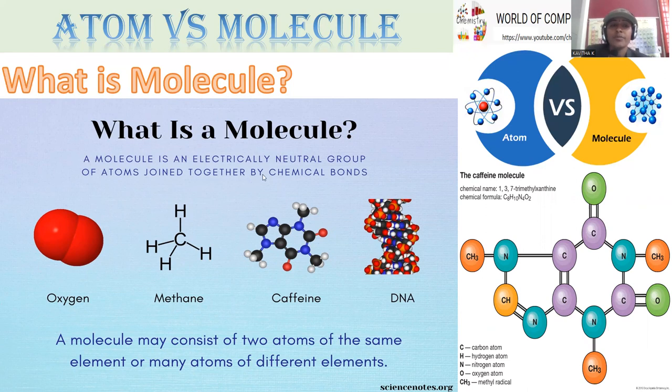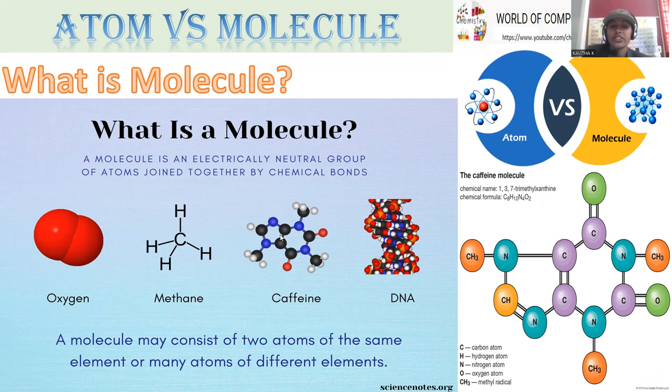What is a molecule? A molecule is an electronically neutral group of atoms joined together by chemical bond formation. Here you can see oxygen, with two oxygen atoms bonded by a double bond. And methane is pentatomic: 5 atoms are there, with a central carbon surrounded by 4 hydrogens with single bond formation.